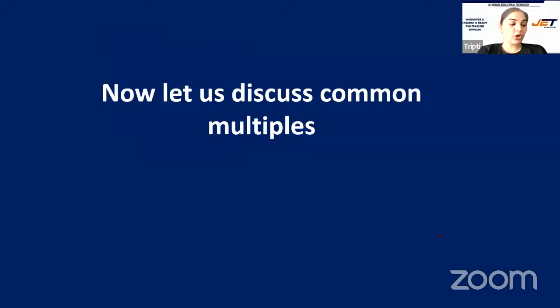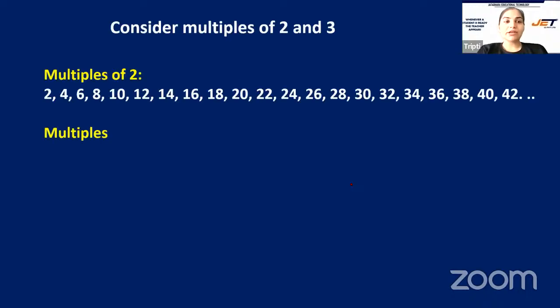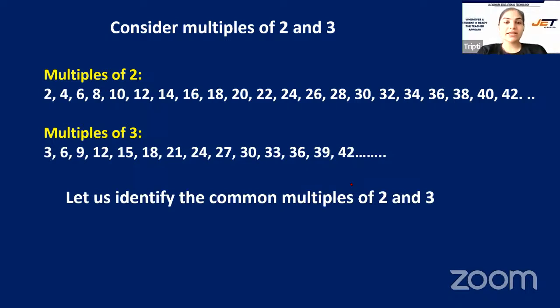Now let's discuss some common multiples. What are common multiples? Common means the same. So, same multiples. If I talk about the multiples of 2 and multiples of 3, there is a list of multiples. We have to identify the common multiples. Common means the same multiples we have to see. The multiples that are same in both, that you see both in the table of 2 and 3.